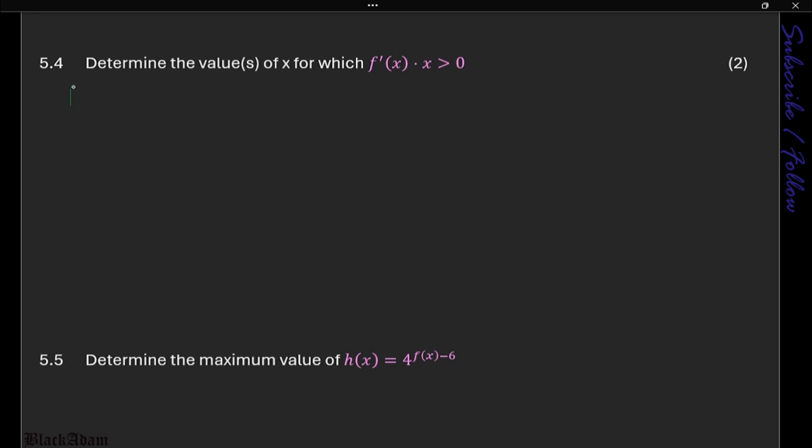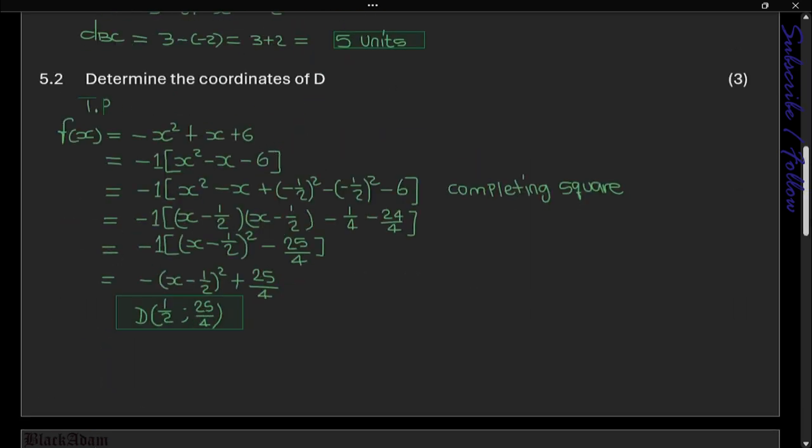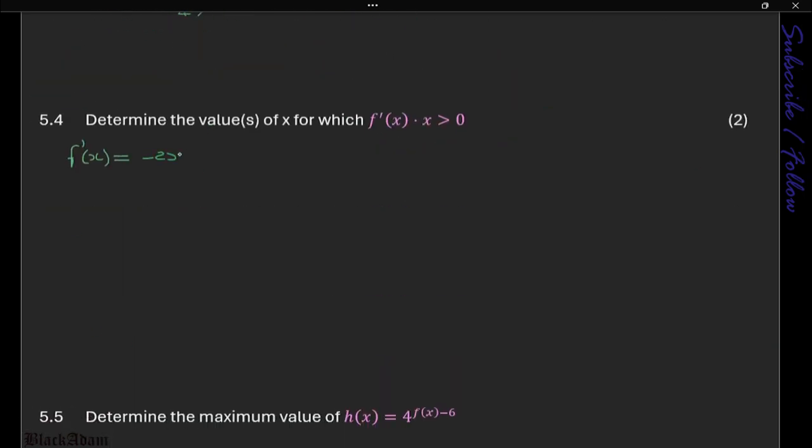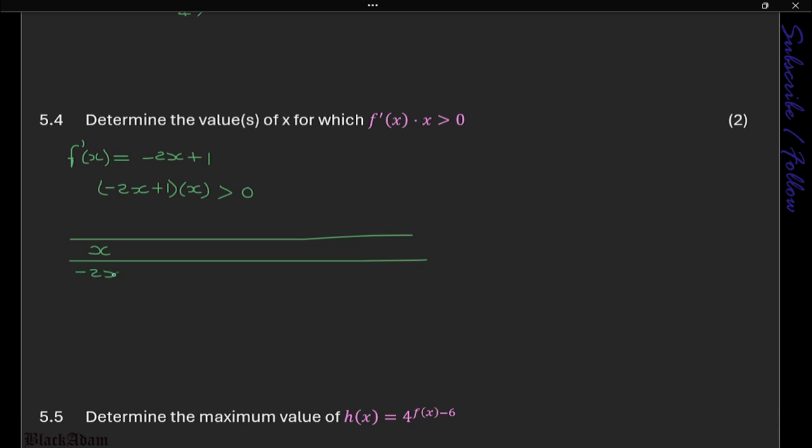When you get information like a value, you put it on the graph so that you can use it later. So the first derivative is negative 2x plus 1, multiplied by x. Solving for greater than 0, we need to find the positive values. We know that x should be 0 on one side, and x should be half on the other side.